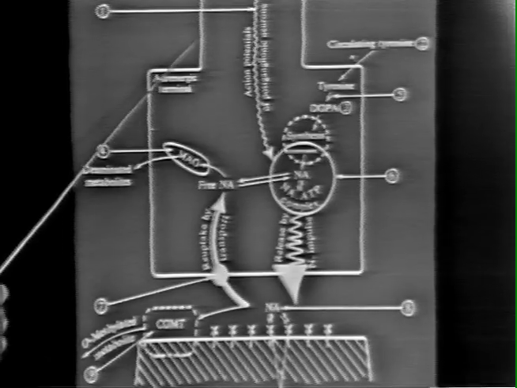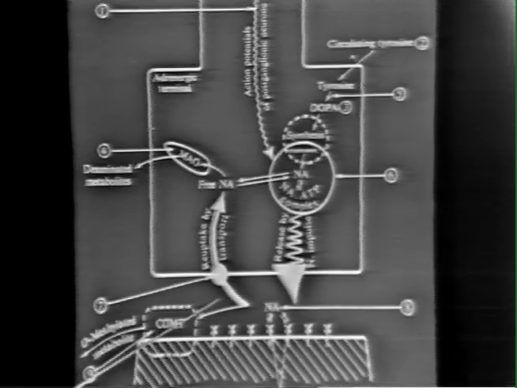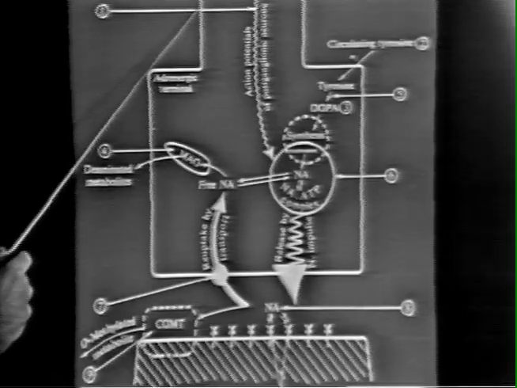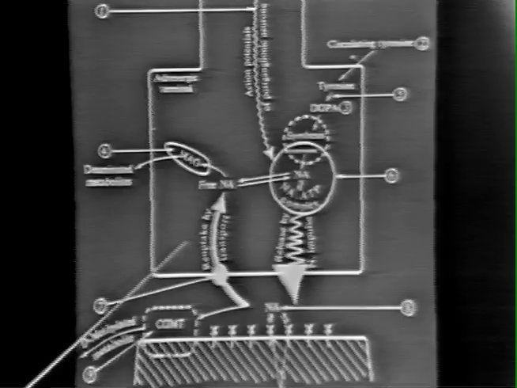In the diagram are presented the post-ganglionic sympathetic nerve terminal, indicated by this area, the synaptic cleft area into which the neurotransmitter substance is liberated, and here the effector organ or effector tissue. The small X structures represent the receptors themselves. The nerve terminal is surrounded here, indicated by this line, by the neuronal membrane.